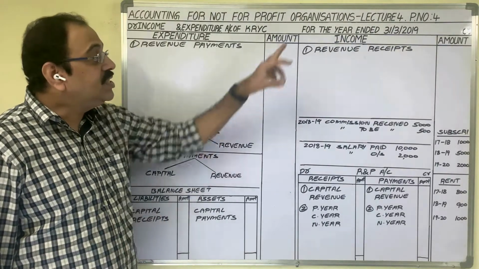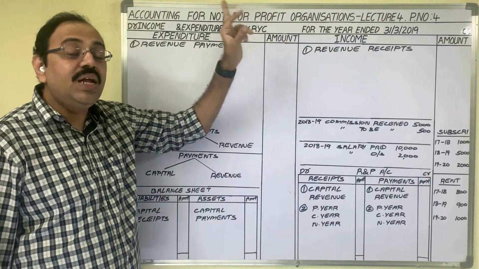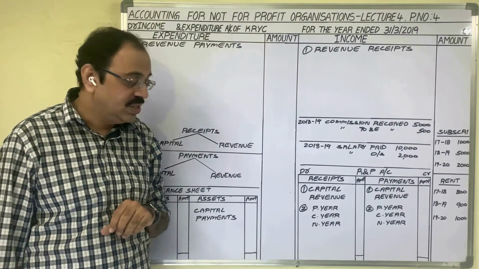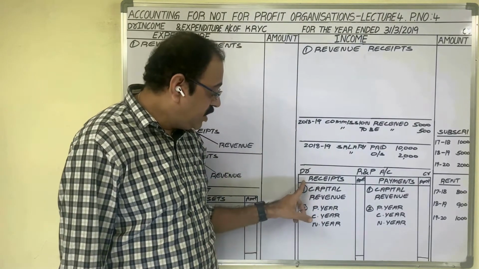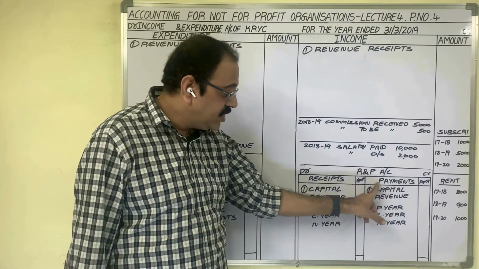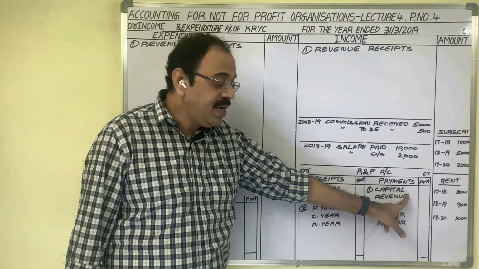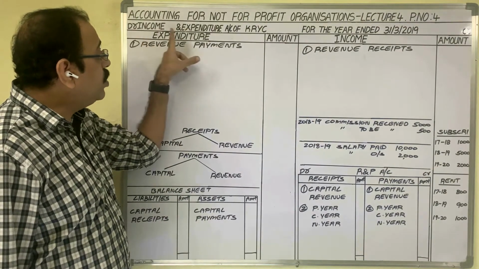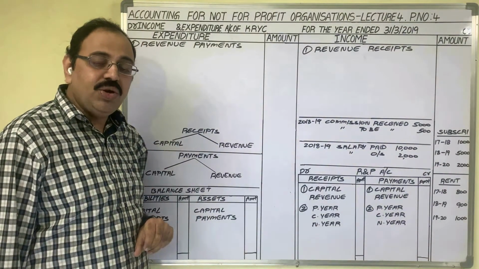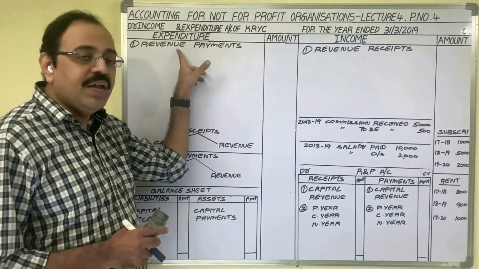Once you recollect the first three lecture videos. In the first three lectures, we learned about the receipts and payments account. This is the format of the receipts and payments account. On the debit side we show receipts, on the credit side we show payments. Here on the credit side we write payments, and in the income and expenditure account, on the debit side we show expenses. So what is the difference between payment and expenditure?